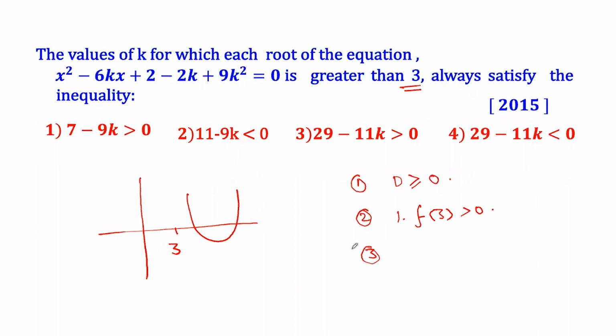And third, we know that minus b by 2a, for this case, this is 6k. Minus b by 2a must be greater than 3, right? So these three conditions we have to apply, and then just we have to go for that, right? So D greater than or equal to 0, f(3) greater than 0. If I'm writing f(3) greater than 0, this will be 9 minus 18k plus 2 minus 2k plus 9k square greater than 0.